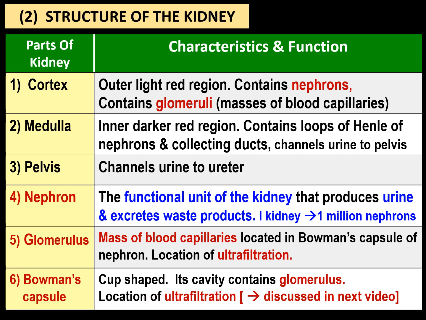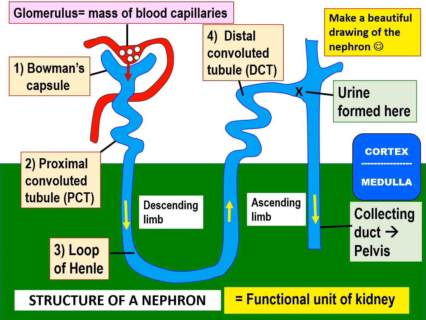We are going to discuss this. Now let's study the structure of a nephron. A nephron is the basic functional unit of the kidney that produces the urine. Each kidney has about 1 to 1.5 million nephrons. What is the structure of a nephron?